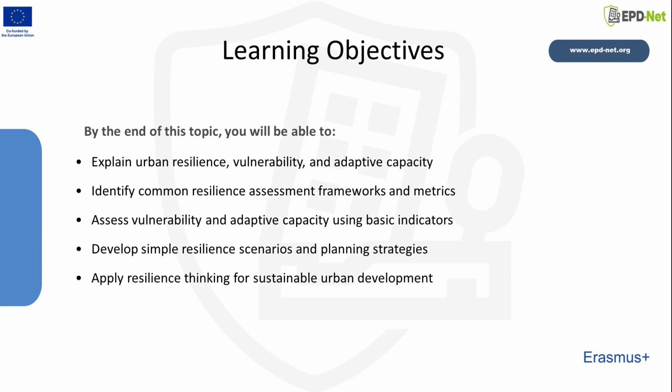This topic is structured around 5 official learning outcomes. The first is conceptual. You should be able to explain urban resilience, vulnerability, and adaptive capacity in a planning-friendly way. The second is analytical. You should be able to identify key resilience assessment frameworks and commonly used metrics. The third asks you to use basic indicators to assess vulnerability and adaptive capacity in an urban system. The fourth moves from diagnosis to design, requiring you to develop simple resilience scenarios and propose planning strategies.